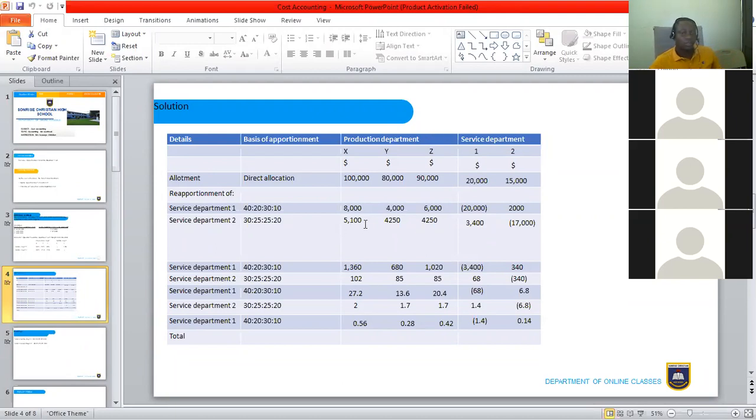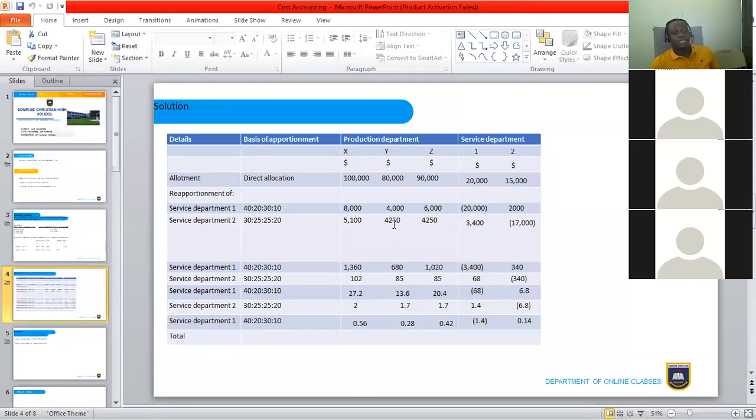5,100. Okay. Now let's move on to the next one. That's production department Y. We're supposed to find 25% of $17,000. So when that is done, what are we getting? Yes, Aberinga, are you ready with the answer? Sir, yeah, 4,250. All right. 4,250. So that's that.